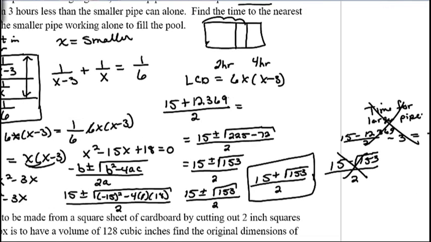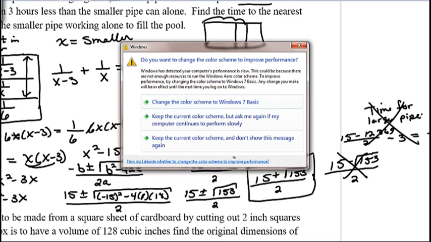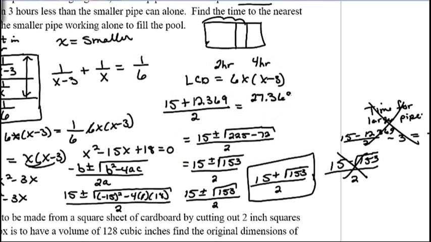Okay, so 15 plus 12.369 gives us 27.369. And then we want to divide that by 2. And when we divide that by 2, we get 13.6845.